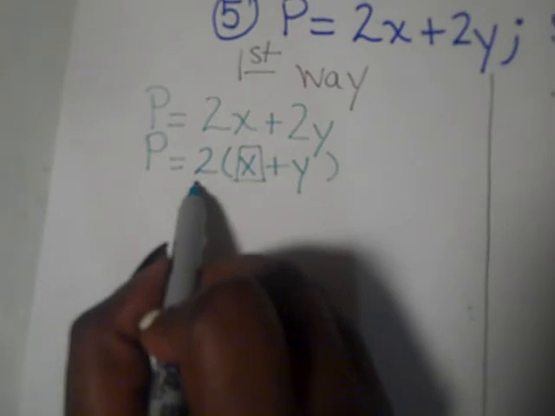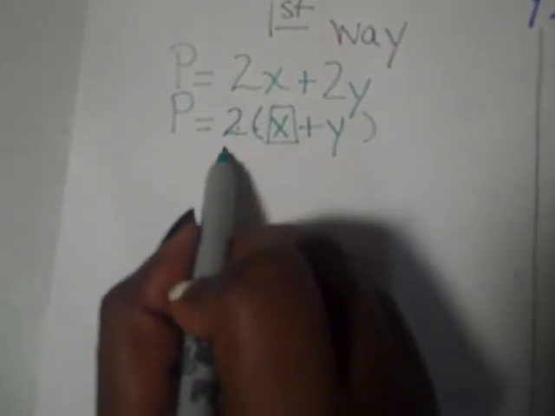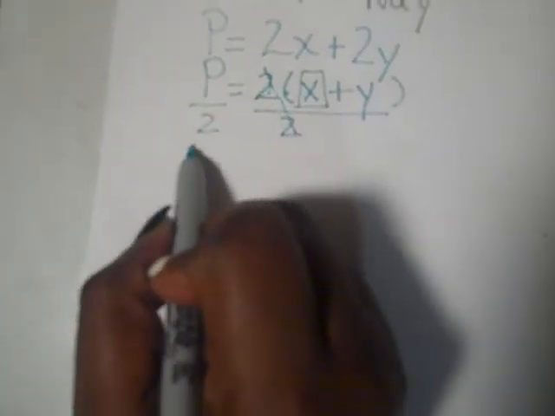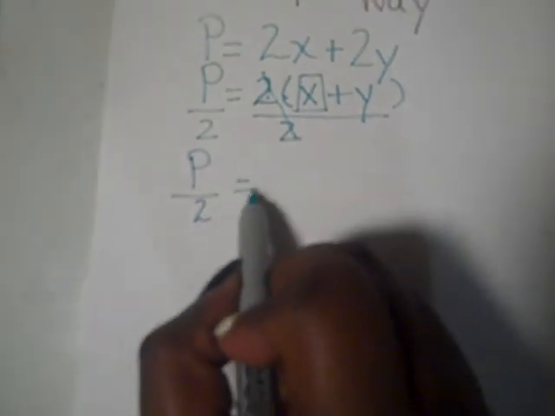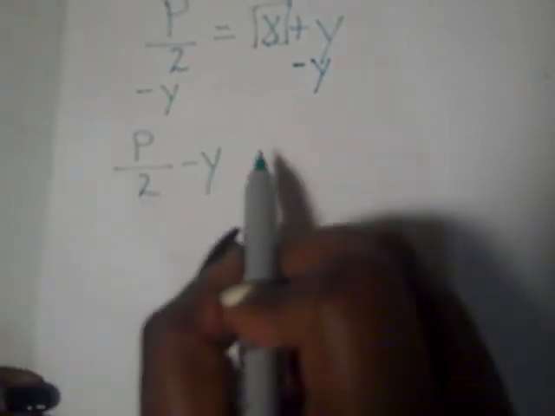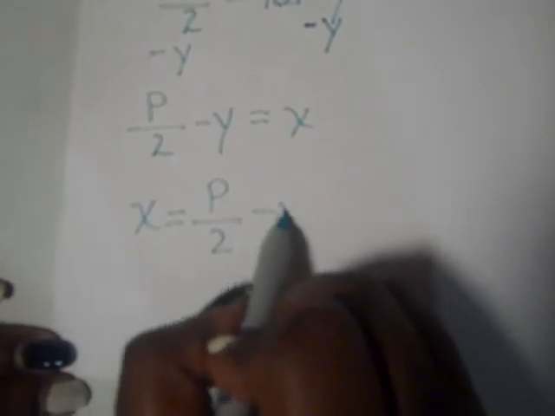Now we want x by itself. So I'm going to divide, because this is multiplication here, both sides by 2. So P divided by 2 is equal to x plus y. I want x by itself, so I will subtract both sides by y. So P over 2 minus y is equal to x. And I'm just going to rewrite it. This is the first way to solve this problem.